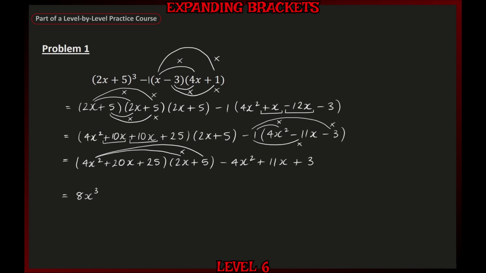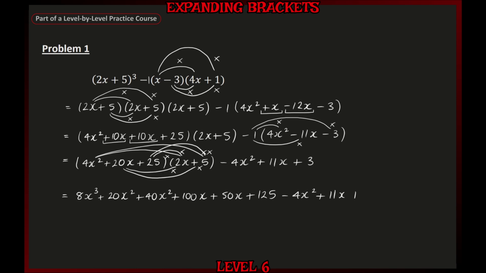4x squared multiplied by 5 is plus 20x squared. 20x multiplied by 2x is plus 40x squared, and 20x multiplied by 5 is plus 100x. We now have the 25 multiplied by 2x, which is plus 50x, and finally 25 multiplied by 5, which gives us plus 125. And at the end, we still have a minus 4x squared, a plus 11x, and a plus 3.